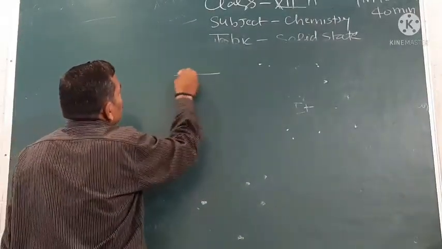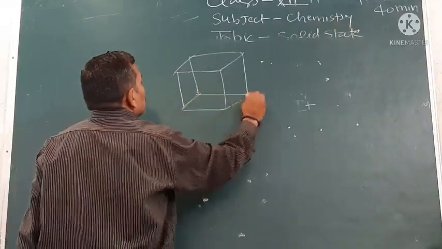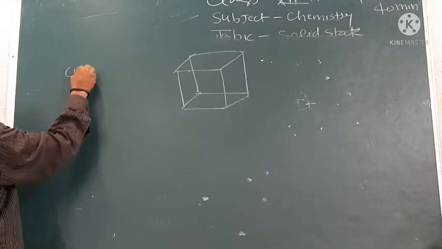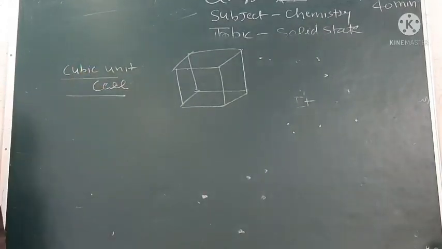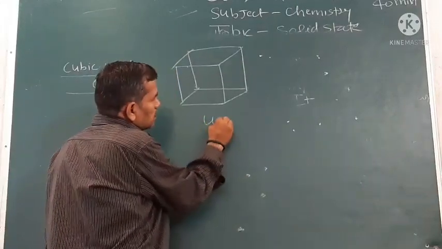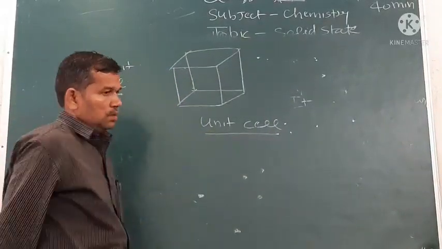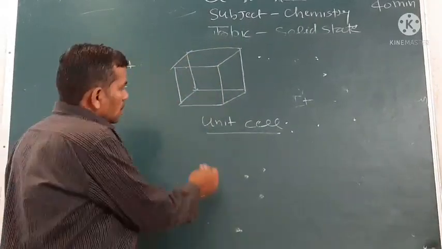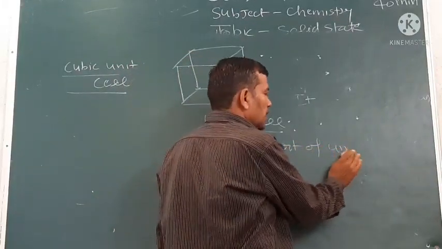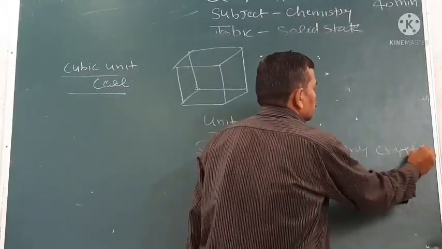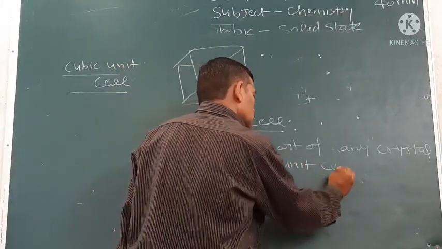Unit cell. This is a cubic unit cell. The smallest part of any crystal is called a unit cell.